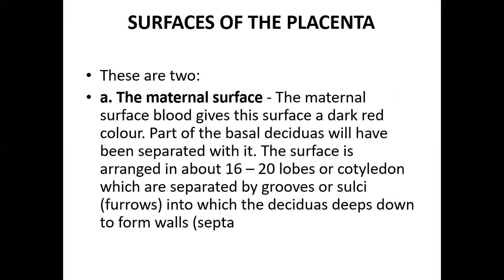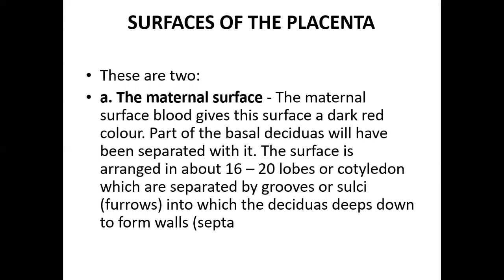The maternal surface blood gives this surface a dark red color. Okay, part of the basal decidua will have been separated with it. So the surface is arranged in about 16 to 20 lobes or cotyledons. And it's important when you are doing examination of the placenta to count these lobes. If the lobes are fewer, it means some are retained in the uterus after delivery. And this is what can lead to overbleeding because the uterus cannot contract in any way.